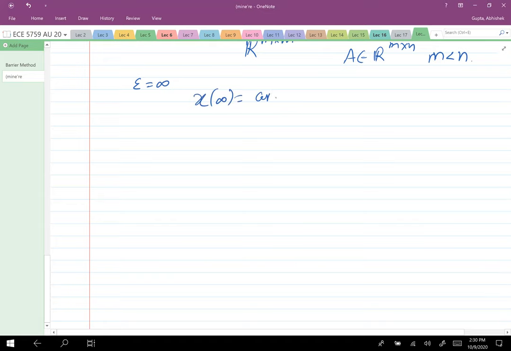What is my x infinity? It's actually argmin of B of x, x and s, x star infinity. Then we will have some finite epsilon, let's say epsilon equals 10, and we will compute x star 10.